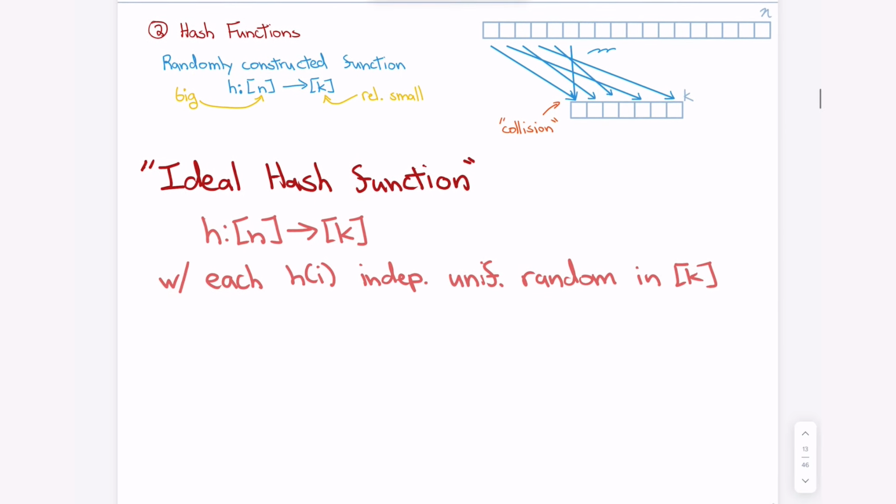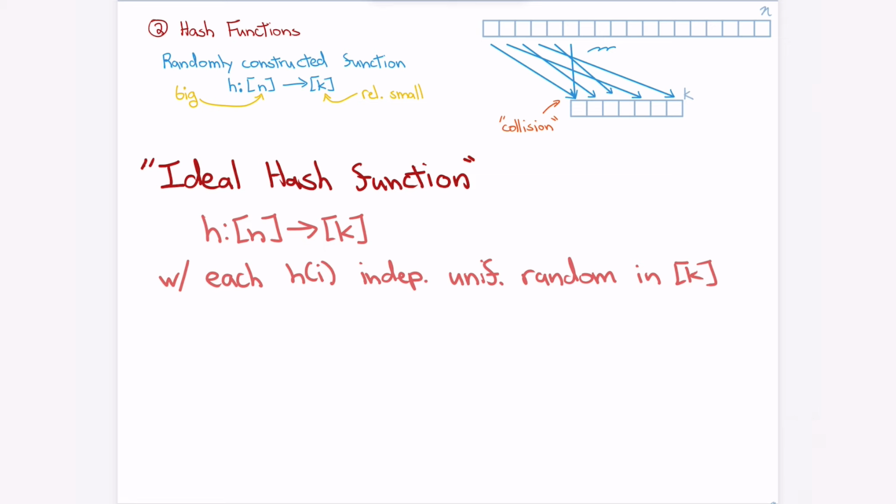So an ideal hash function would be one where for every possible input, it has a uniform chance of being any possible output, and it will be completely independent of each other. If I constructed H by saying, for the first one, I'm just going to roll a dice between 1 and k. Second one, I'll roll another dice between 1 and k. And that was how I constructed the function. That's as random as possible.